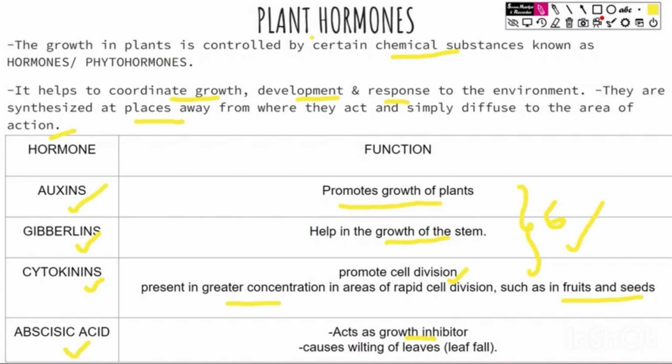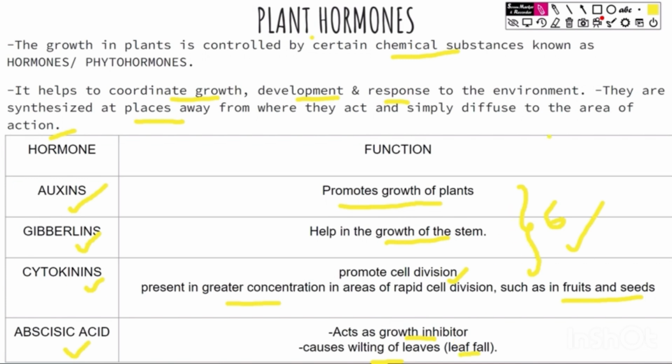It stops the growth and it induces wilting of leaves or leaf fall. So the senescence, the old age in plants, is kind of induced by abscisic acid, as it is a growth inhibitor and it causes falling of leaves as well.